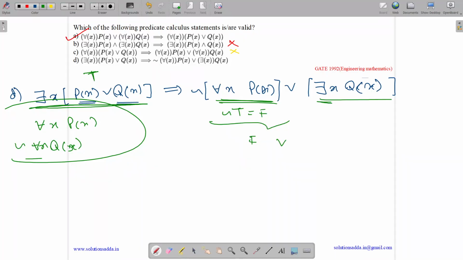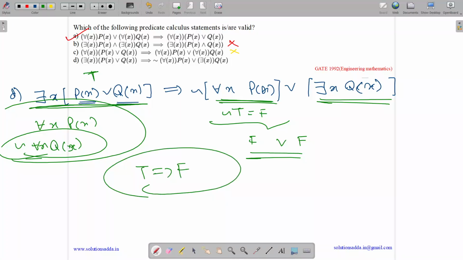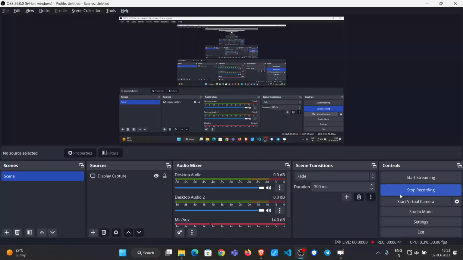Or whether there exists an X for which Q is true? No. There exists no X for which Q is true. So it will come out to be false. So true implies false. Thus it is also not valid. So answer is option A is only valid.